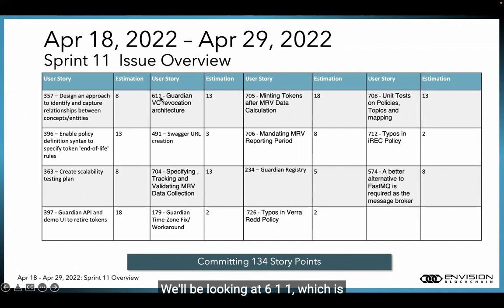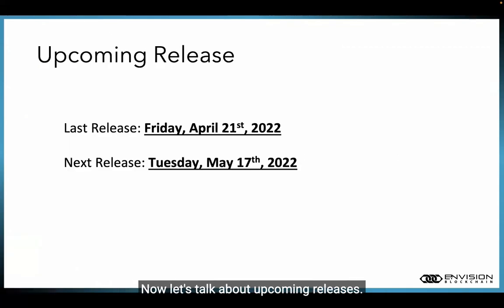We'll be looking at 611, which is Guardian VC revocation architecture. We are also going to be looking at specifying, tracking, and validating MRV data collection. We are fixing some of the issues, which is 726, some of the typos in Vera, some of the typos in IREC policy. We'll also be performing a unit test on the policy topics and mapping, and so forth.